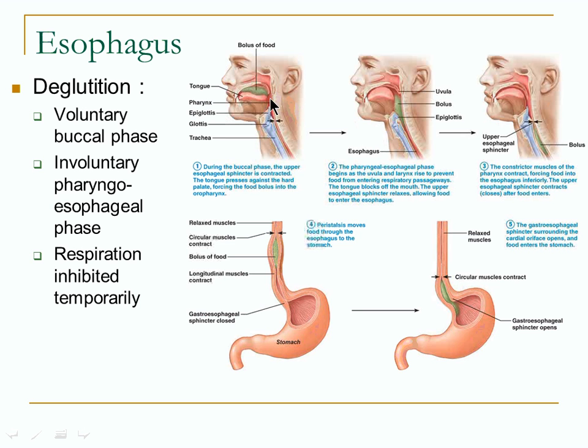So you see how it'll pass down, and the bolus is coming down, comes down here, comes into the esophagus. The gastroesophageal sphincter is closed, and when the bolus comes close to it, the pressure increases above, opens the sphincter, and that's how the bolus passes into the stomach.